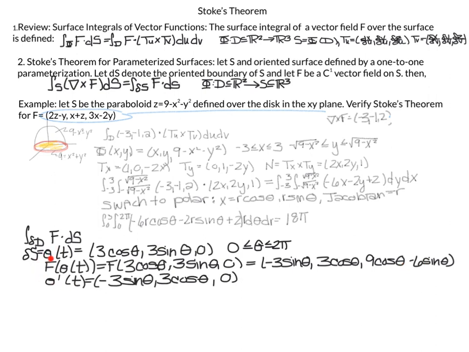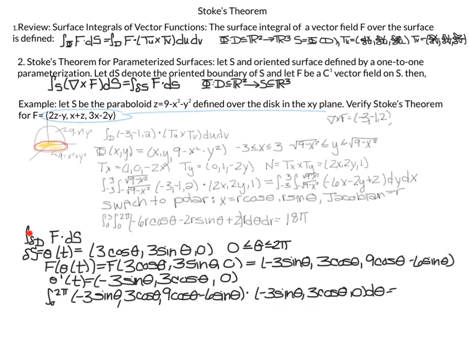Next, we take the derivative of our parameterization. So I have this as minus 3 sine theta, and this is 3 cosine theta and 0. And then we can plug into our formula.